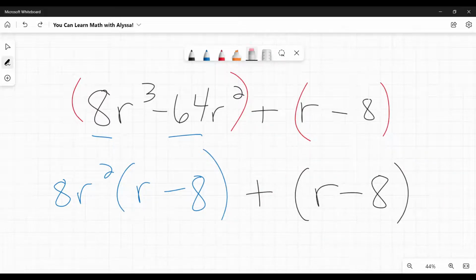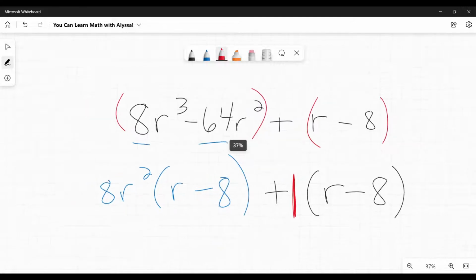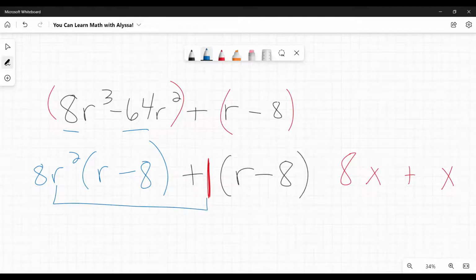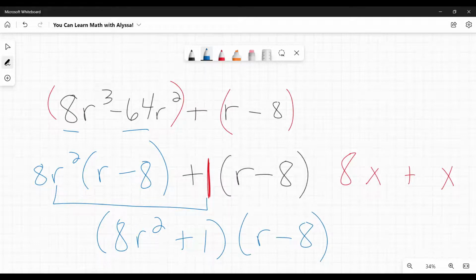Don't make that mistake. The trick to this one is that this r minus 8 is the same as 1 times r minus 8. I have one quantity of r minus 8. It's the same principle as if I said 8 x's plus x. There's no 1 there, but it is 1x. Over here, there's no number visible out there, but it is 1 r minus 8. There is an r minus 8 there. We have to count it. There's one of it. So now that I've done that, I can put those together, and I get 8r squared plus 1 times r minus 8.